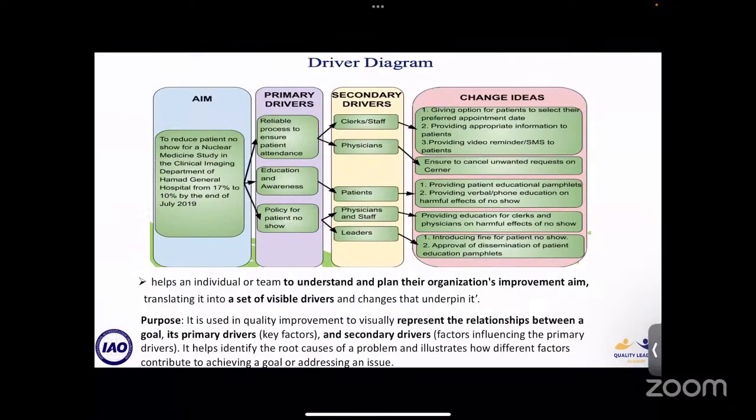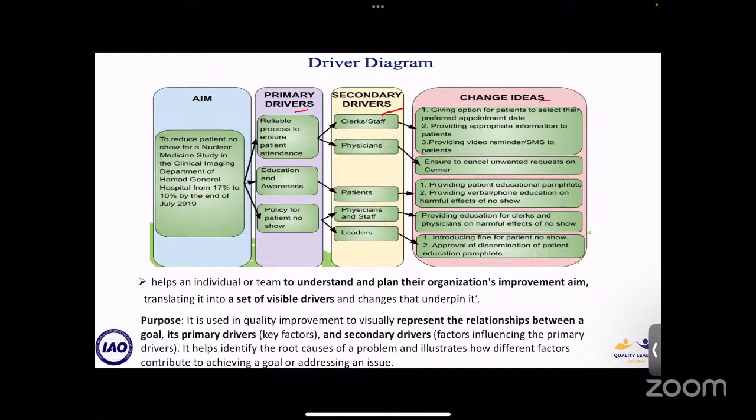Now the driver diagram. This is a tool that I use to present the relationship between the goal or aim I have and the primary drivers that will help me achieve this goal, as well as the secondary drivers and the change ideas or outputs that I will track or analyze.